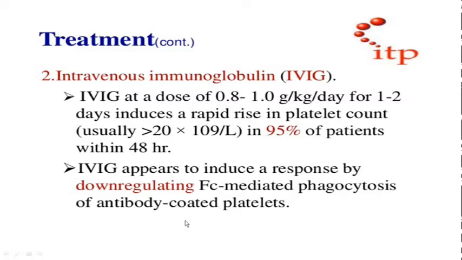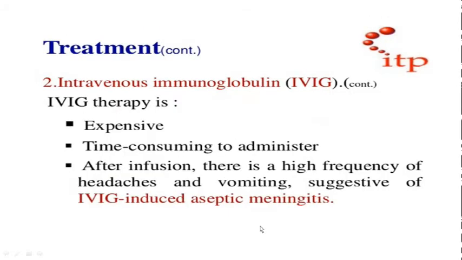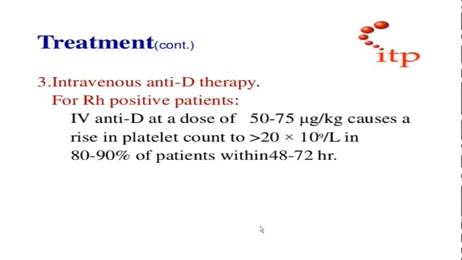And basically it appears to induce a response by downregulating the Fc-mediated phagocytosis of the antibody-coated platelets. But IVIG therapy is very expensive, and there are high chances of headaches and vomiting, and there can be chances of IVIG-induced aseptic meningitis, which is one of the dreaded complications. Then, especially for Rh D positive patients, you can use IV anti-D at a dose of 50 to 70 microgram per kg, and that can again lead to a rise in platelet count within 48 to 72 hours.